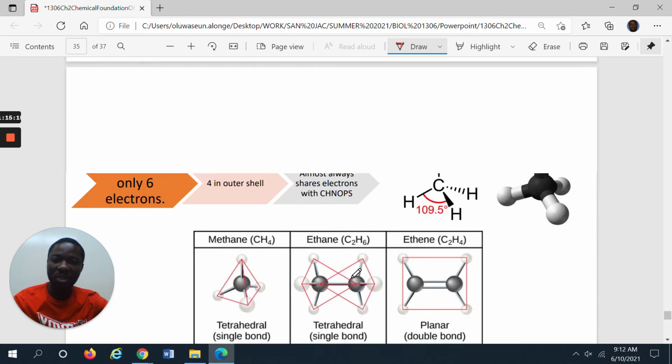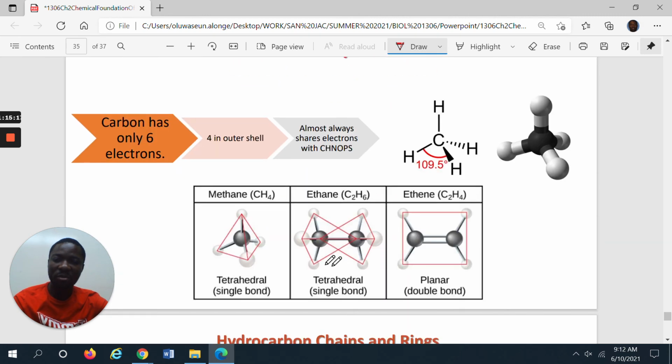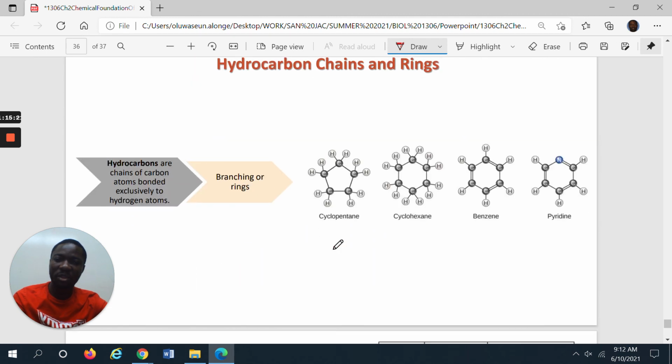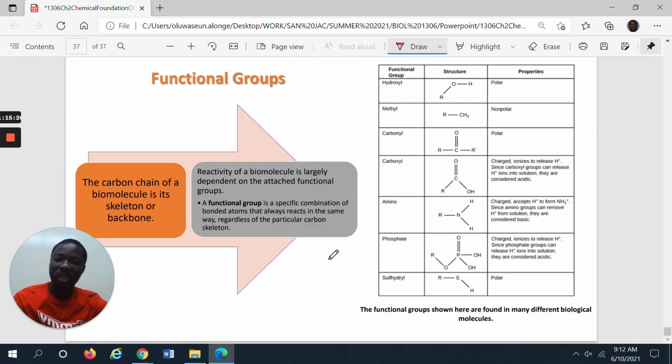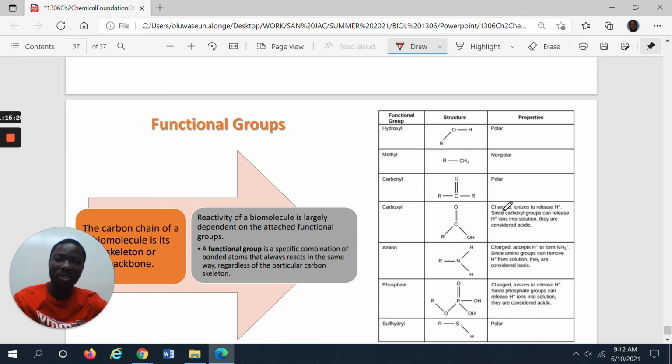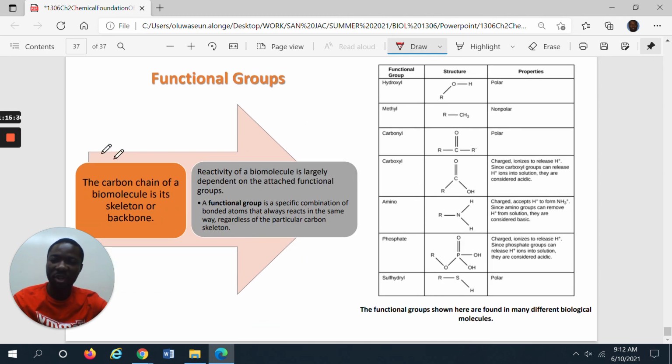So I'm going to pause at that point. Just look over carbon and hydrocarbon ring, chain and ring that I have here. Then please study the functional groups, and that'll be fine.